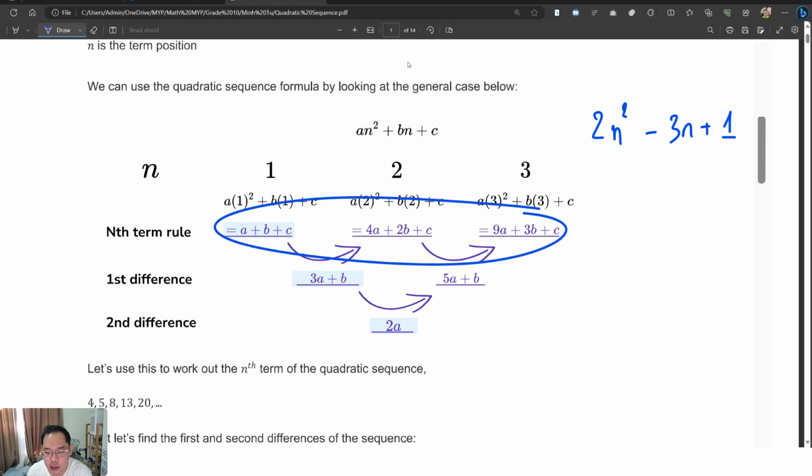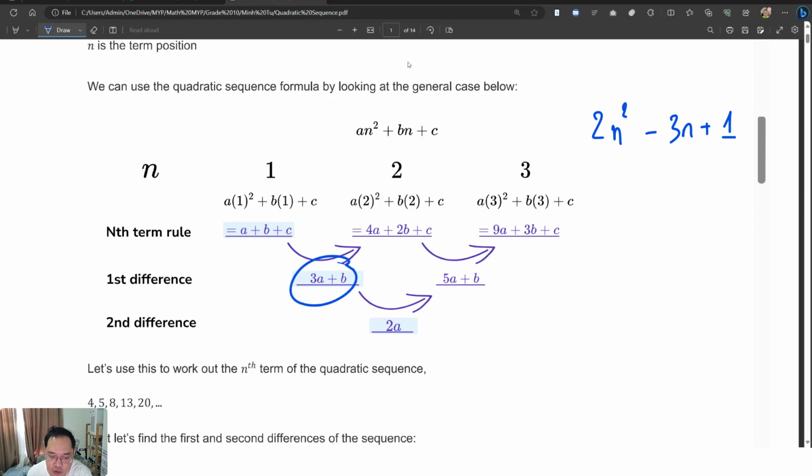So here are the first three terms. When we take the second term and subtract the first term, which means taking 4a plus 2b plus c and subtracting a plus b plus c, we have the following: 4a minus a is 3a, 2b minus b is b, and c cancels out. So we have the first difference, 3a plus b. Similarly, taking the third term and subtracting the second term, we have 9a minus 4a is 5a, and 3b minus 2b is b.